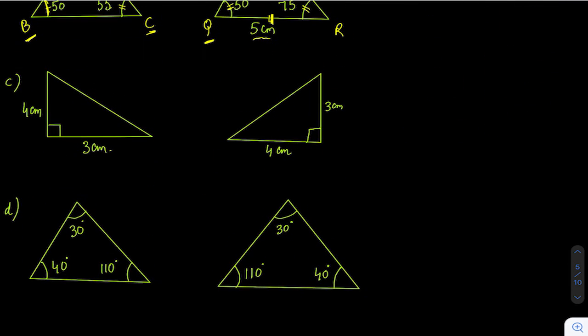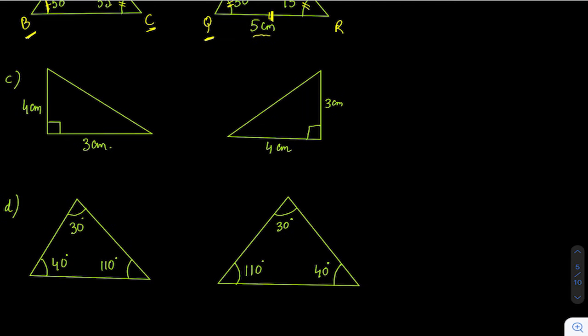Okay, third question. Third question is right angle triangles. Sides are 3 and 4. So I can simply say two sides are equal and the angle included between these sides is also equal. So I can say by SAS, these triangles are congruent. Second thing is, if you try to find the hypotenuse, this will be the square root of 3 square plus 4 square, which is 5 centimeter, and this will also be 5 centimeter. So I can use RHS also in this.